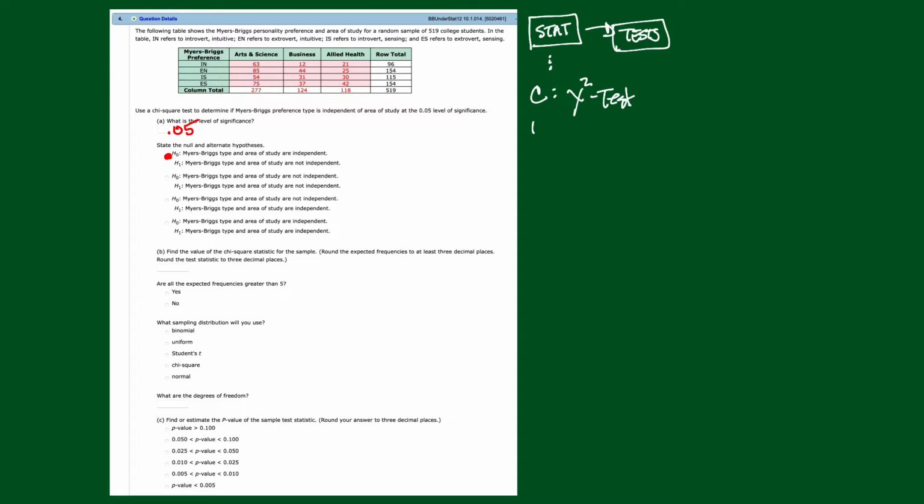Now D, right below it, we got to be a little bit careful. D, there's another chi-square test. This is a chi-square goodness of fit test. We'll use that one in the next section. All right, but right now, get your cursor on C and select C. So we will select C, chi-square test.